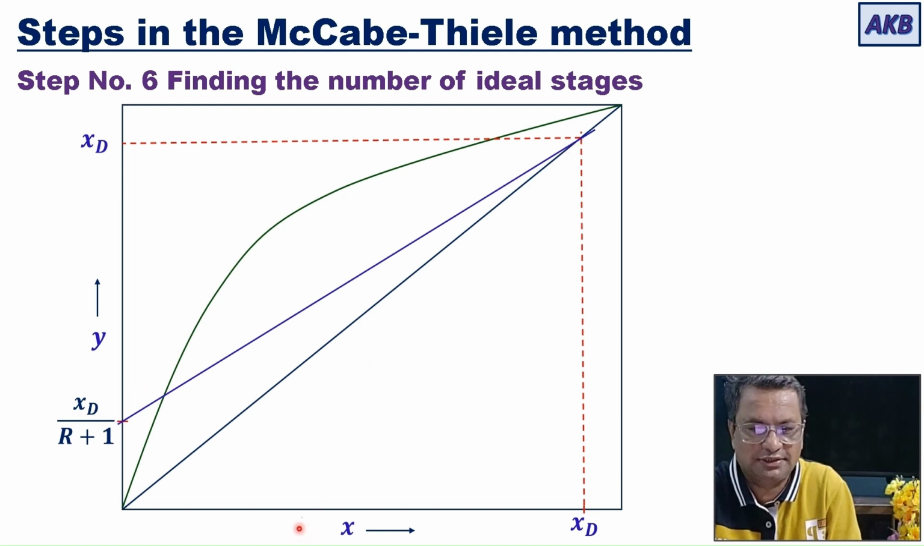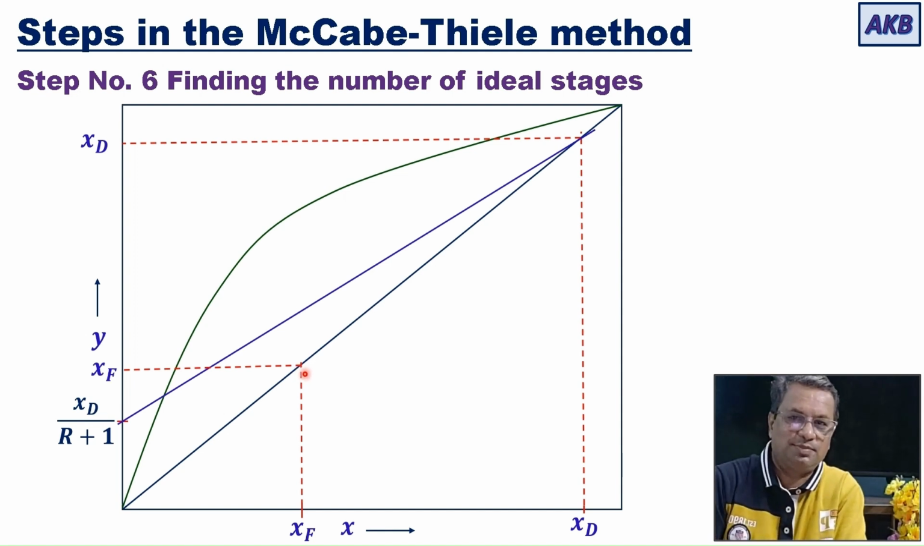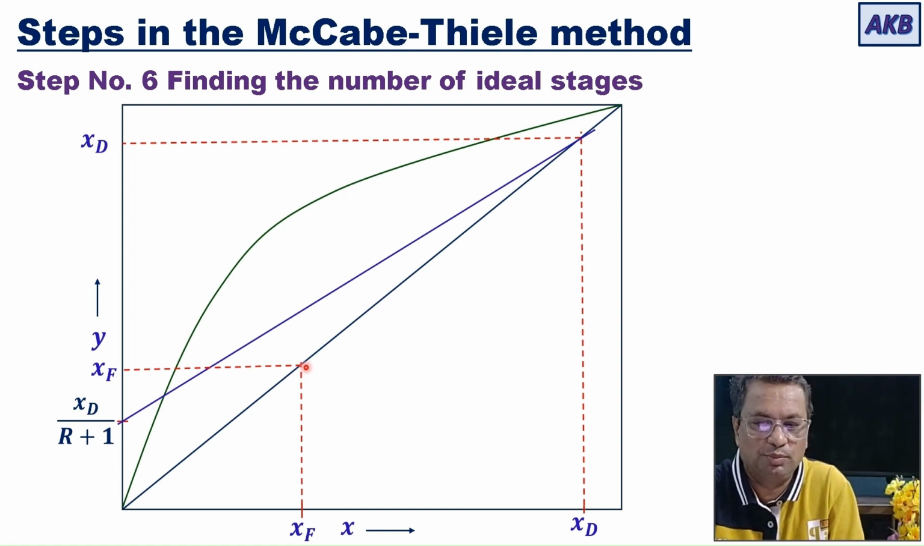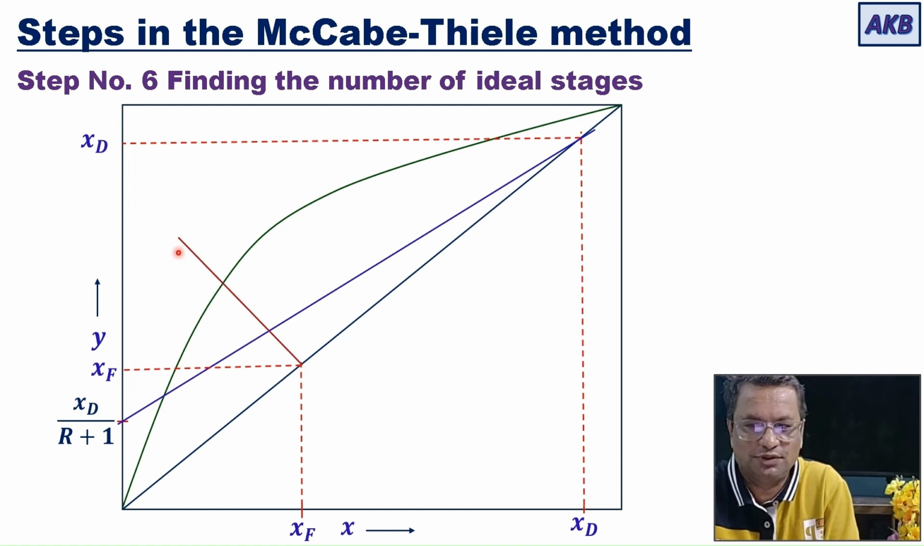Then the next step is to draw the Q line. For that, XZ will be located. The point XZ will be located on the diagonal line. Q line will be starting at this point. Its placement will be according to its slope. For our discussion, we have considered it to be a partially vaporized feed. So for that, the Q line will be looking like this.